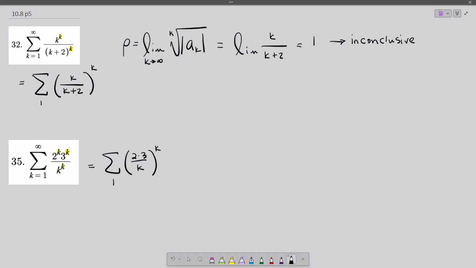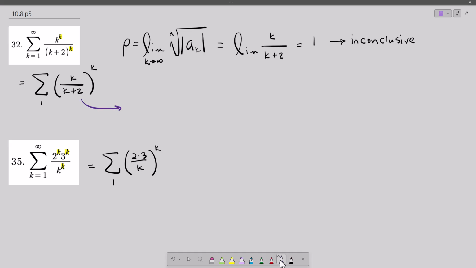So when we look at this here, it looks a little bit like our e limit. So let me just keep that up on the board. If we have 1 plus a over k raised to the bk, we know that that goes to e to the ab. This looks a little bit like that, right? So let's check out this modification.